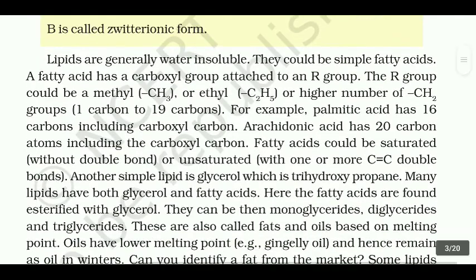Lipids are generally water insoluble. They could be simply fatty acids. A fatty acid has a carboxyl group attached to an R group. The R group could be a methyl (CH3), an ethyl (C2H5), or a higher number of single-bonded CH2 groups, from 1 carbon to 19 carbons. For example, palmitic acid has 16 carbons including the carboxyl carbon. Arachidonic acid has 20 carbon atoms including the carboxyl carbon.